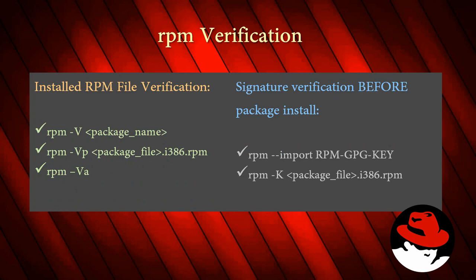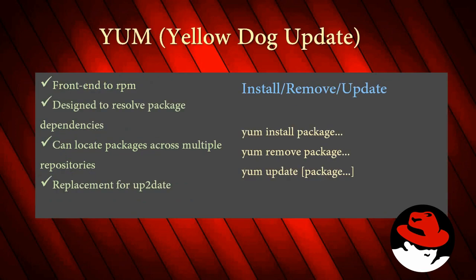Then there comes a very interesting thing, the yum command in short, which is the short form for Yellowdog Updater Modified. It was developed at a university, and the full form is not widely used. This command is everything if you want to install, remove, or update a package or a system or a utility or software on Red Hat. It is a front end to RPM. It is designed to resolve package dependencies. It can locate packages across multiple repositories. It is a replacement for the up2date command.